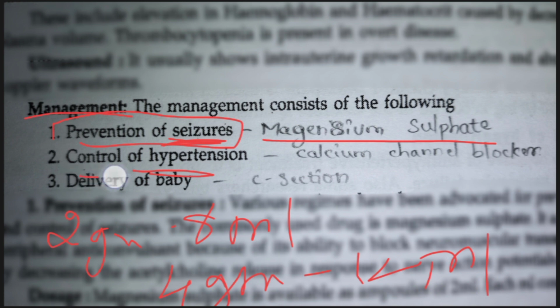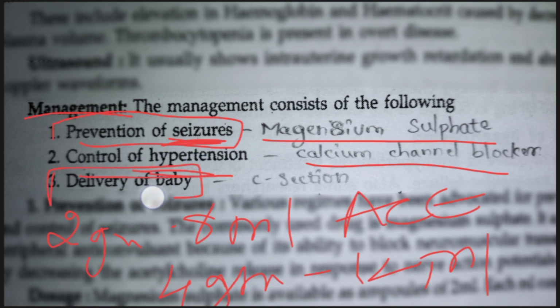For the hypertension, we provide calcium channel blockers. Under no condition do we provide ACE inhibitors and diuretics. ACE inhibitors and diuretics are both contraindicated because of the fetus. They lead to fetal damage.